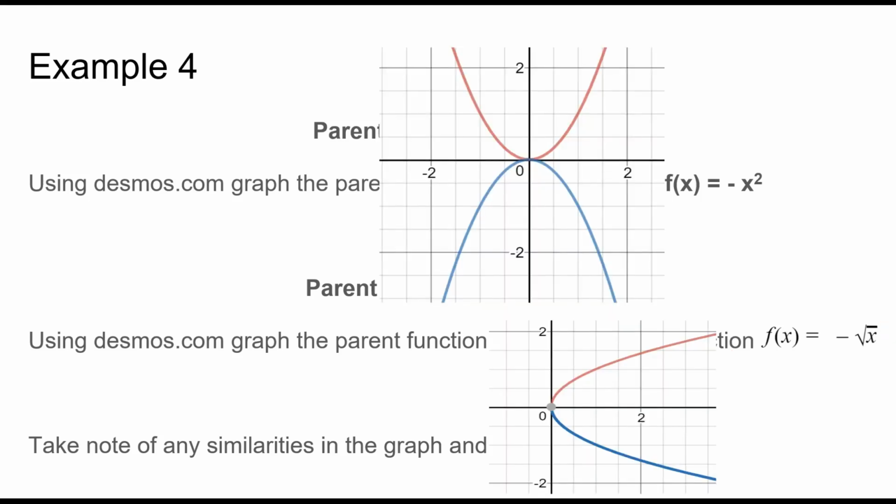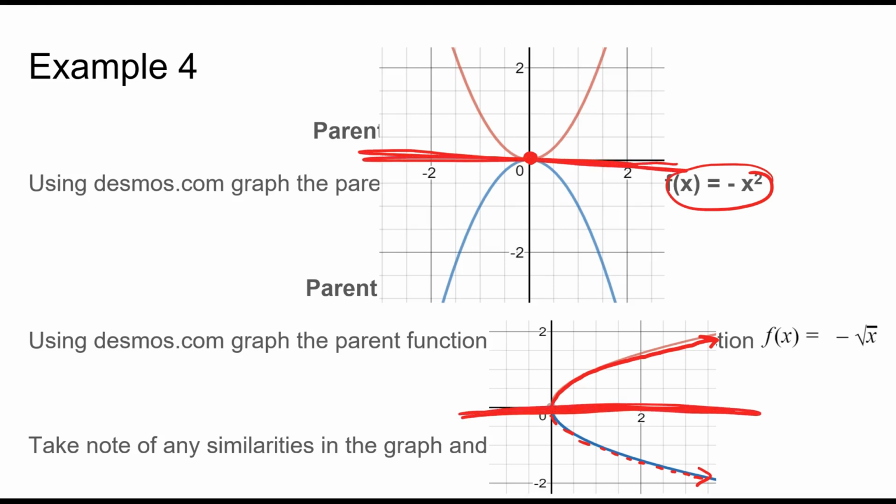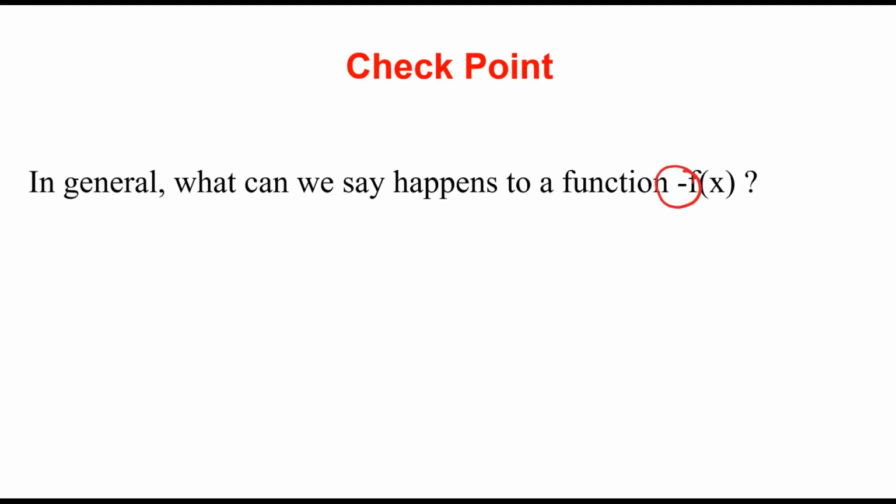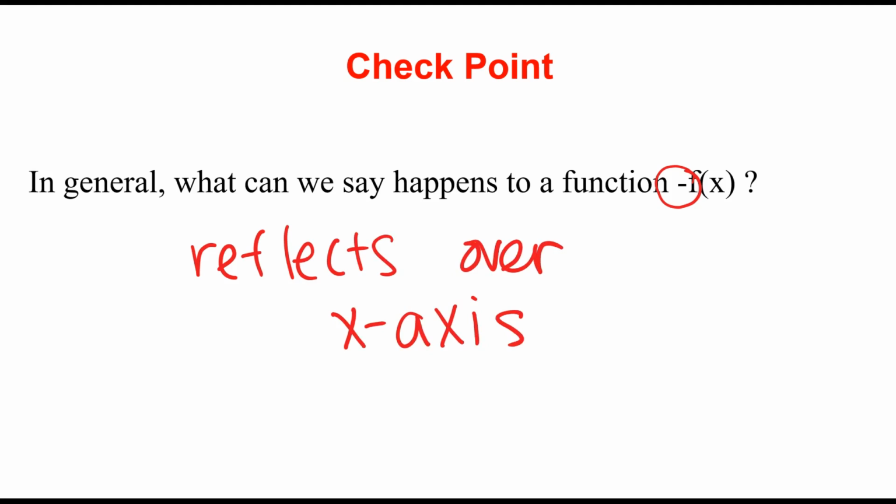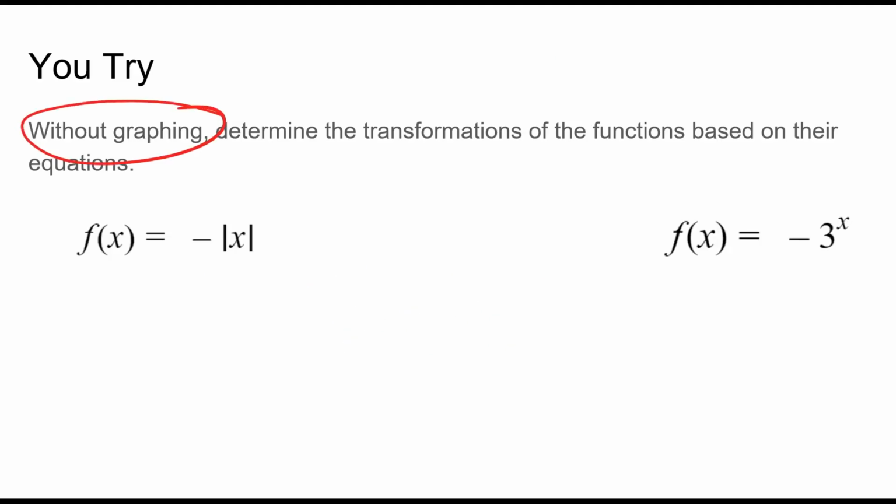All right, so our red parent function is going up, and then when we put in our negative x squared, it goes down. Our red parent function is here, and then when we type in the negative, it's down here. These are reflecting over the x-axis, if you were to fold it in half over the x-axis. So what happens when we have a negative multiplying the outside? It reflects over the x-axis. Without graphing, describe what happens to these parent functions.